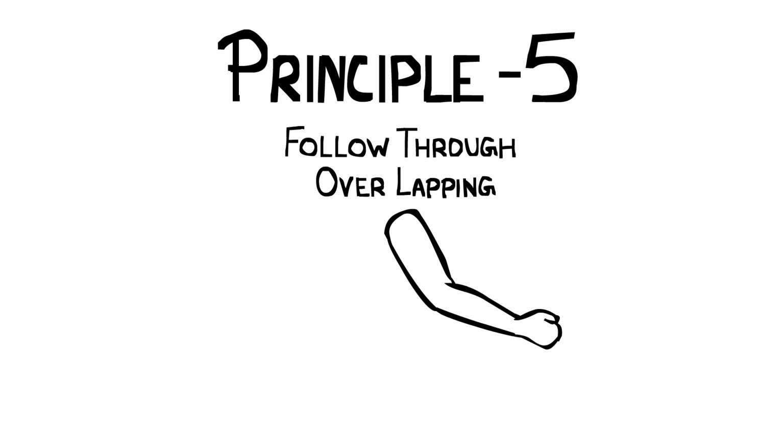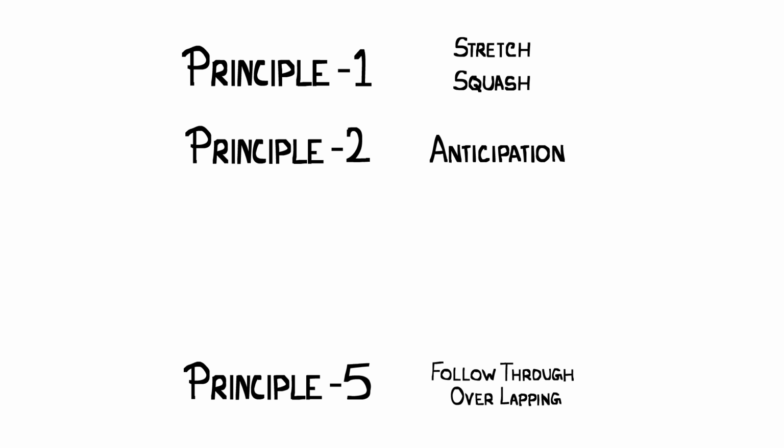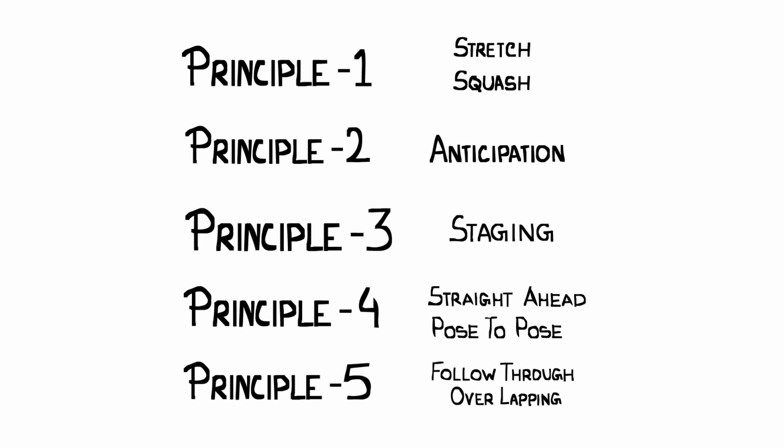Another example is moving your hand. When you move your upper arm, then the forearm and palm follow it. And when you stop the upper arm, the forearm and palm overlap the upper arm and then settle back. So these are the first 5 principles. I will talk about the rest of the 7 in the next video.